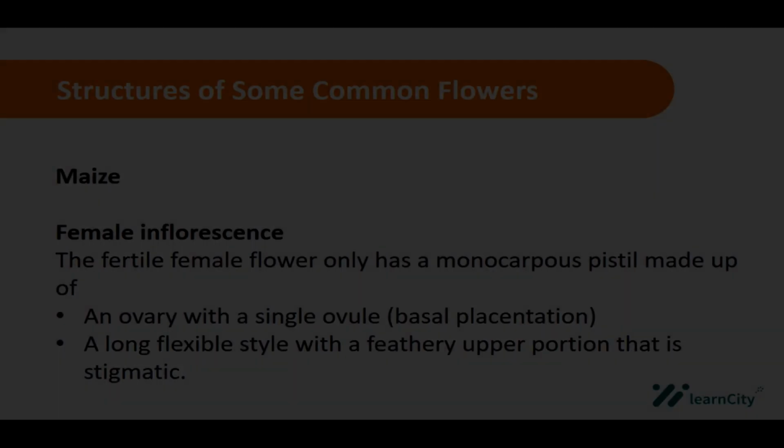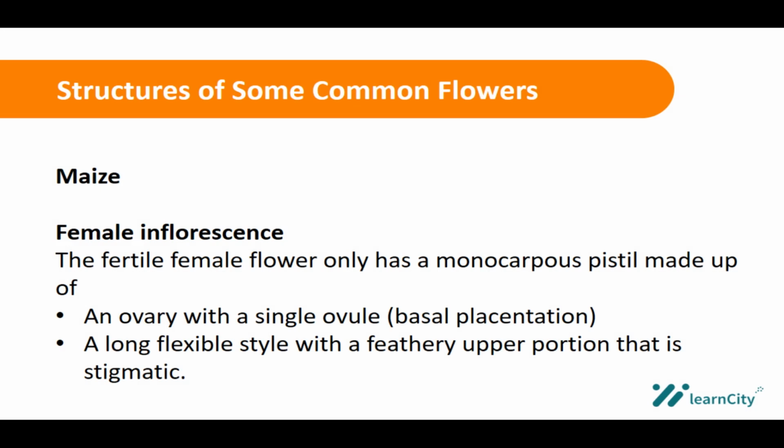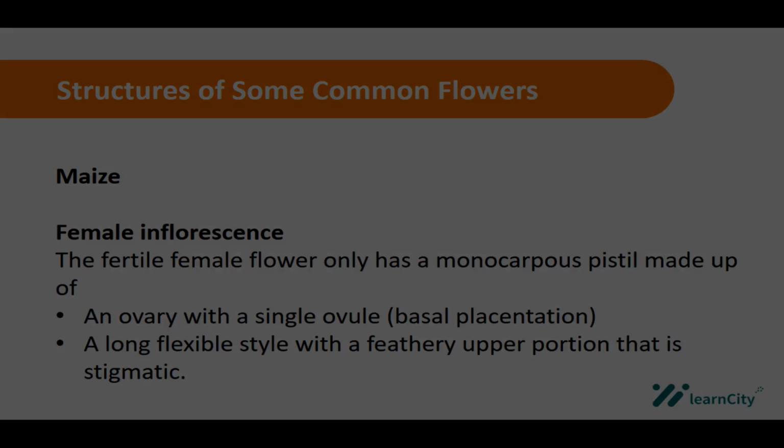We said it has two female flowers, the fertile and the sterile. The fertile female flower has a monocarpous pistil, and this monocarpous pistil is made up of an ovary with a single ovule. That is basal placentation. So each monocarpous pistil has an ovary with a single ovule, and that type of arrangement is a basal placentation.